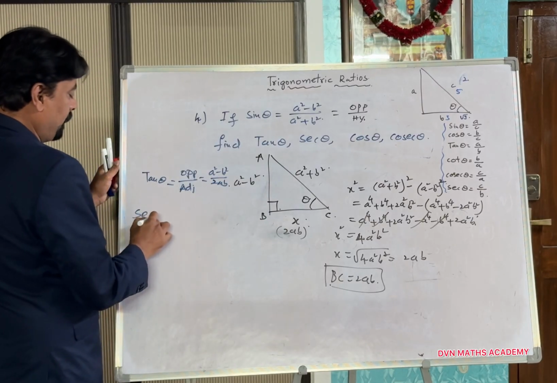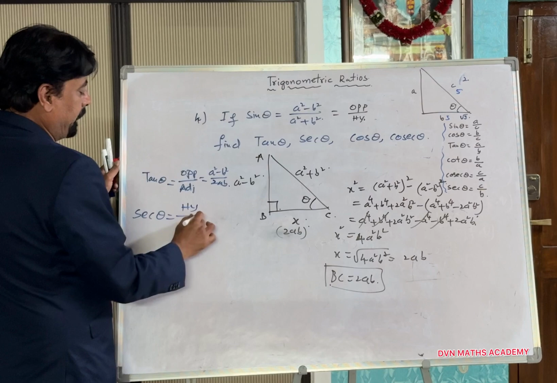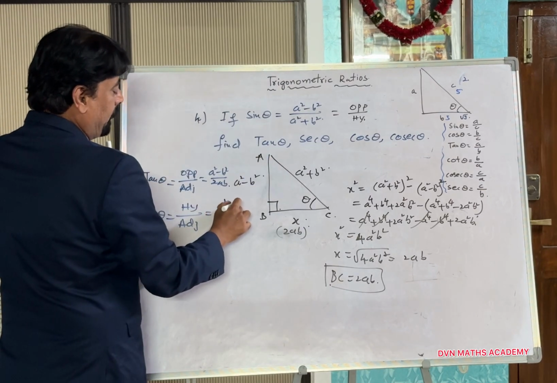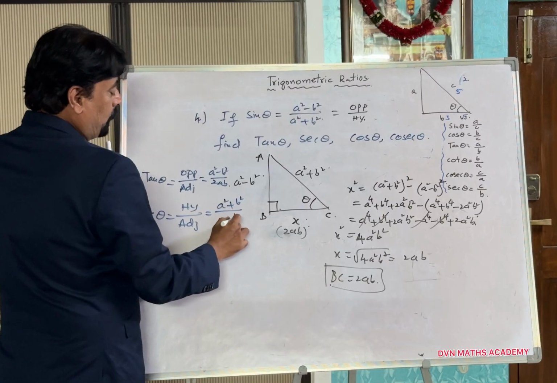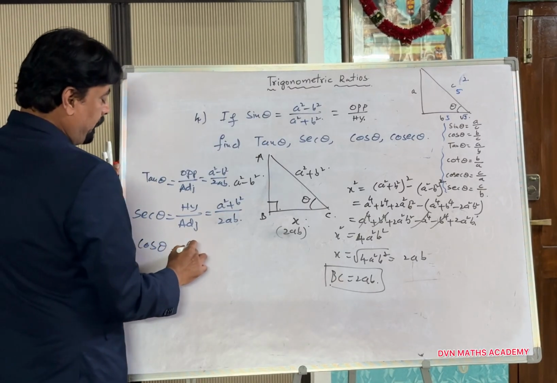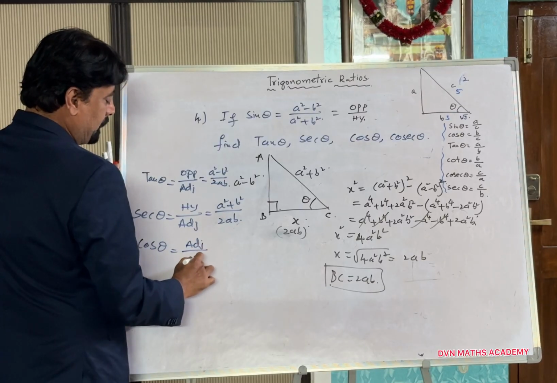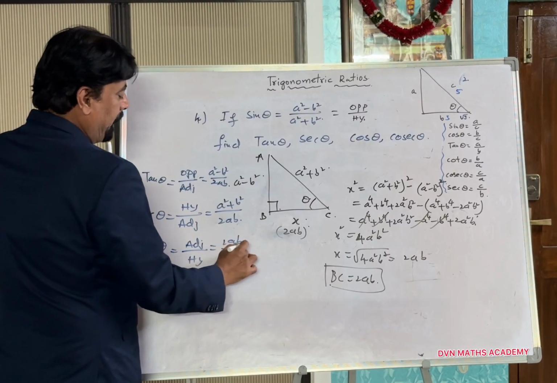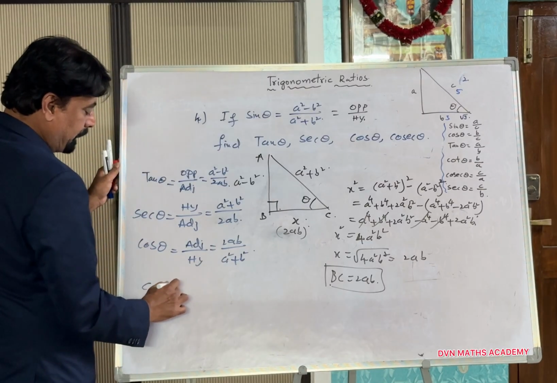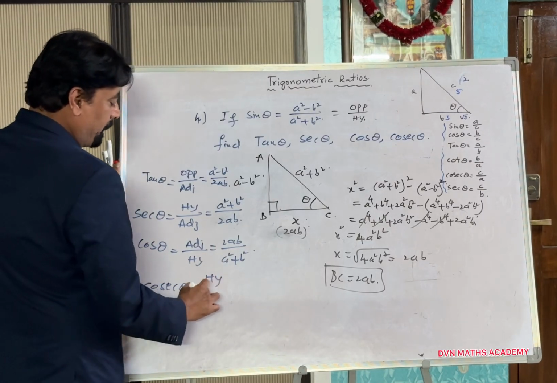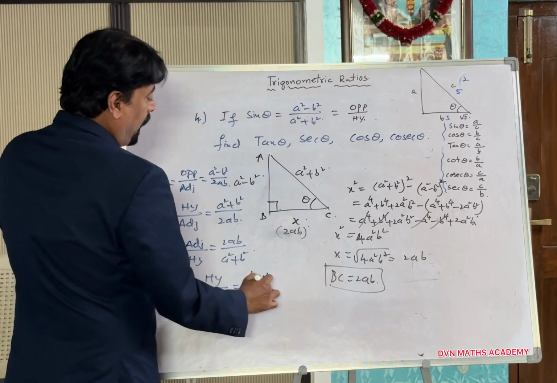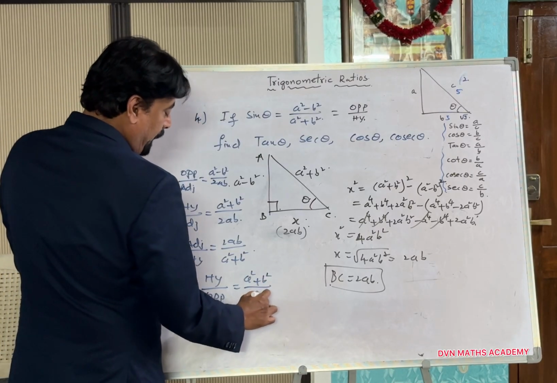And sec theta, this is hypotenuse by adjacent. Hypotenuse is a square plus b square, by adjacent I got 2ab. And cos theta, you know that cos theta is adjacent by hypotenuse, that is equal to 2ab by (a square plus b square). And the last one is cosec theta, that is equal to hypotenuse by opposite. Hypotenuse is a square plus b square and opposite is a square minus b square.